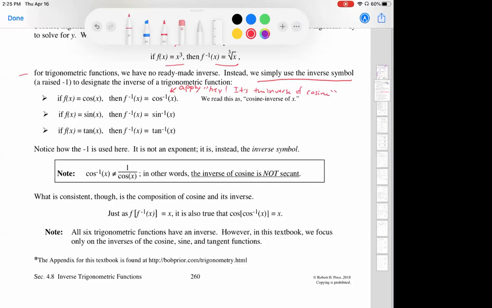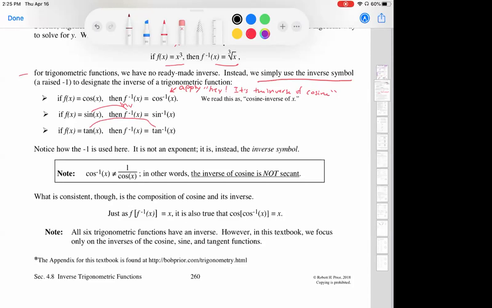Same thing for all of our other trig functions. They can all be written as inverses. So f of x equals sine of x, its inverse is f inverse is equal to sine inverse of x. The inverse of tangent is tangent inverse. And we make that notation with that little negative one number above. Again, it does not have an application of an exponent.